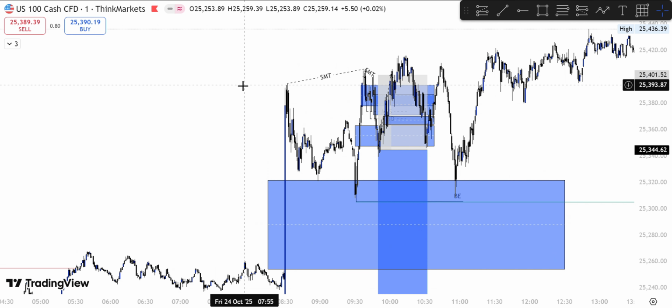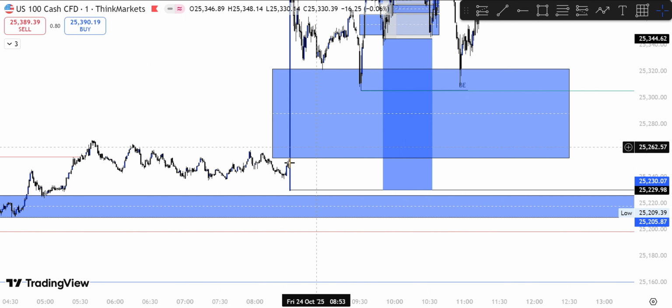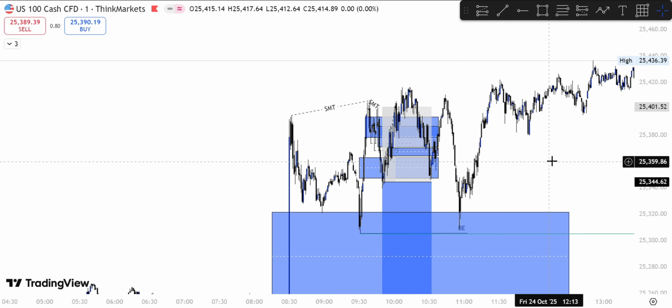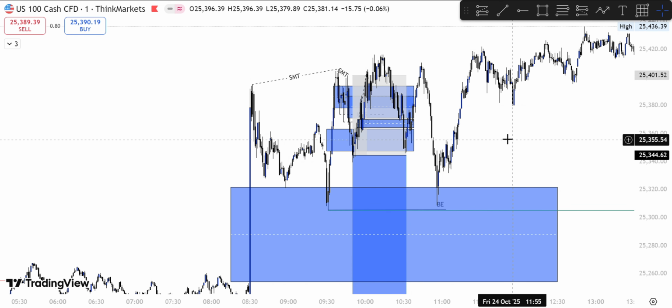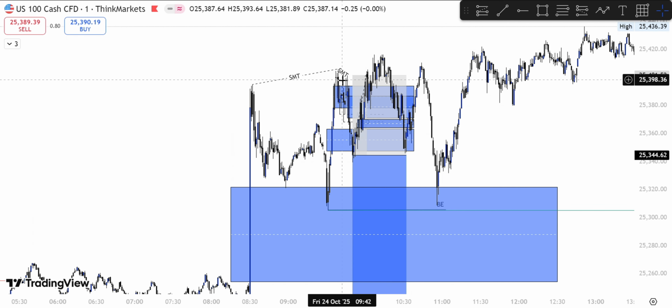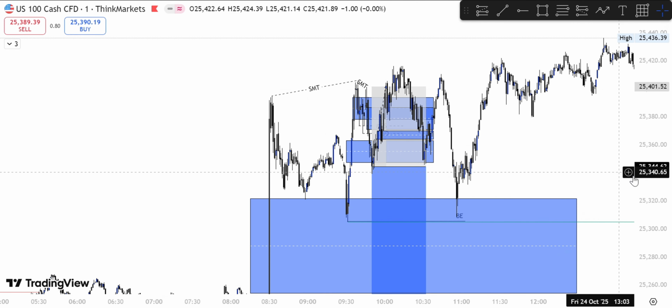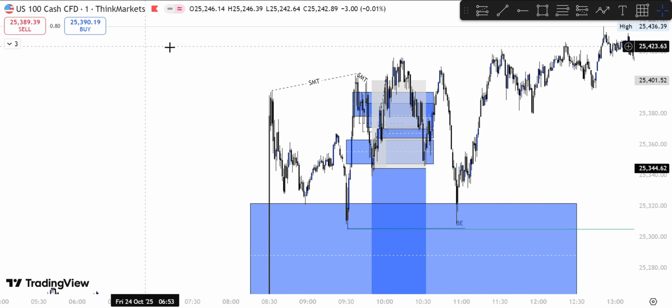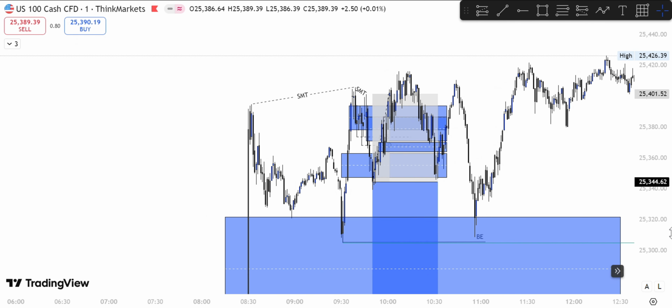And then we supposedly get a sweep of either the high or the low, right? Once you get that sweep of the high or the low, you basically wait for confirmation on the 5 minute. But if you have an SMT, you wait for confirmation on the 1 minute time frame. And that was exactly what happened.